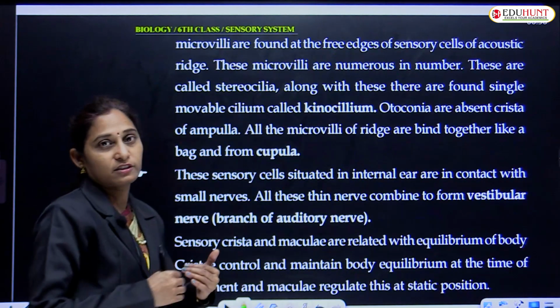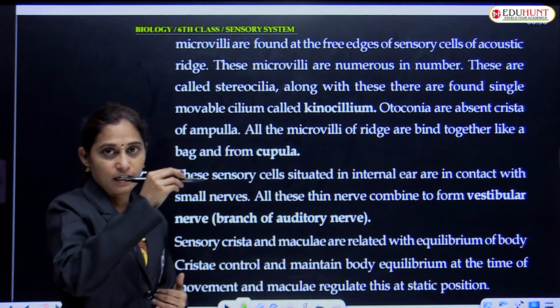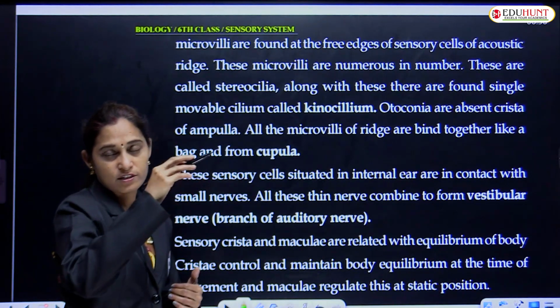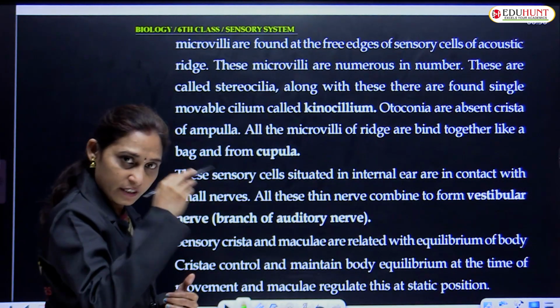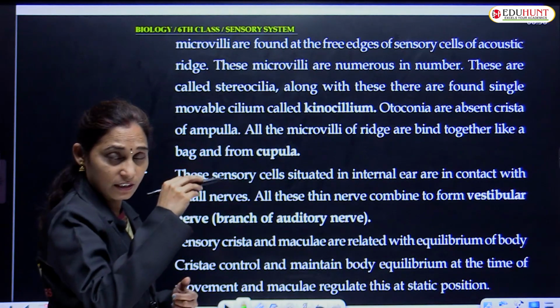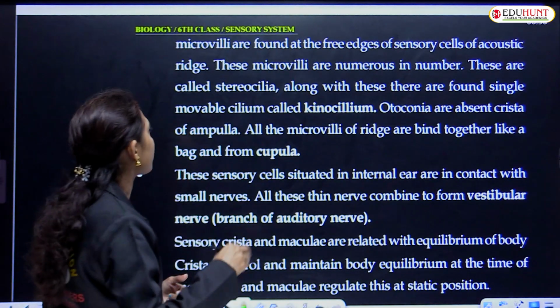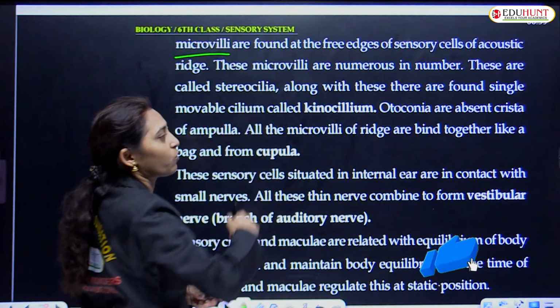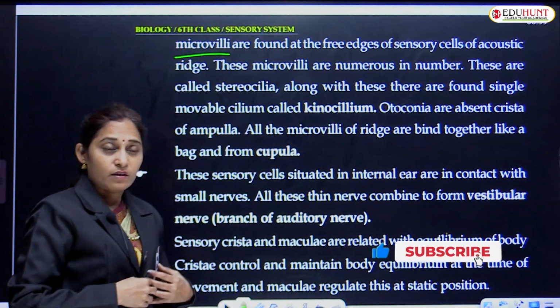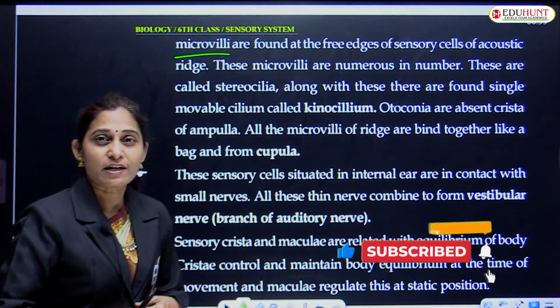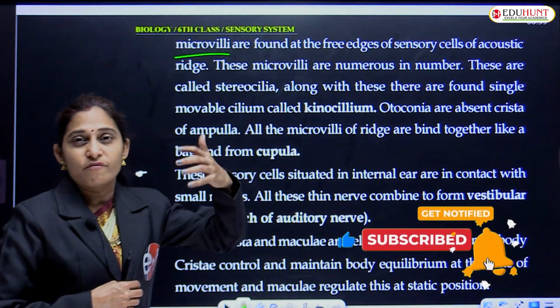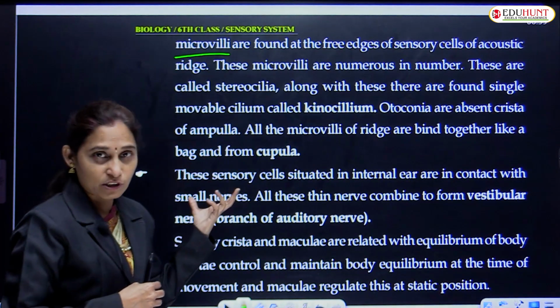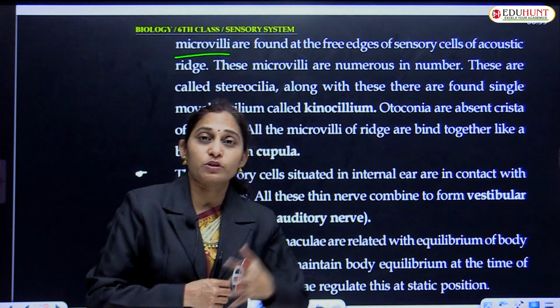These are projection-like. The cuboidal epithelium present in the ridge-like structure consists of projections, and these are called the microvilli. Microvilli, as we have seen in small intestine, these are finger-like projections. Here they said pillar-like projections, there they say finger-like projections.